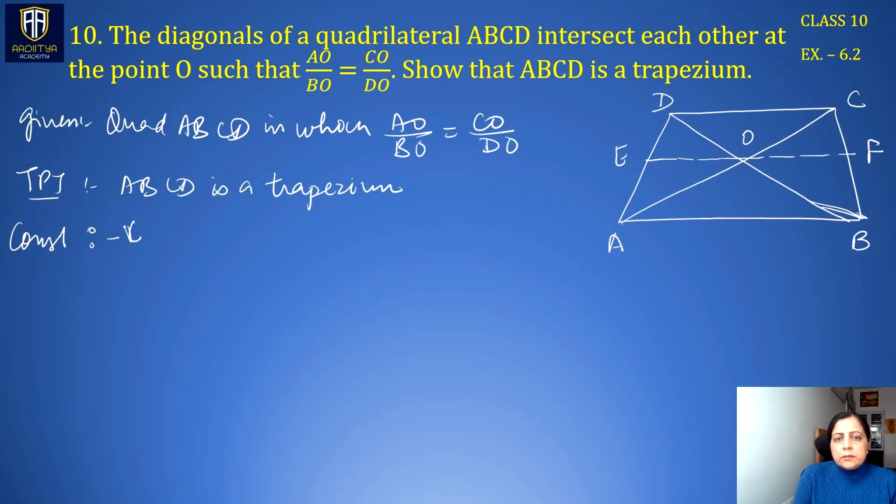So the construction is: draw EF parallel to AB through O. We cannot say EF is parallel to DC, because here we are not given that it is a trapezium. We can either draw EF parallel to DC or parallel to AB, and I have drawn it parallel to AB. Now we start our proof.